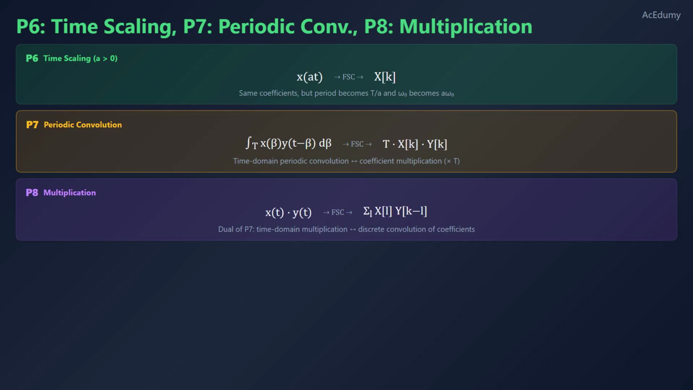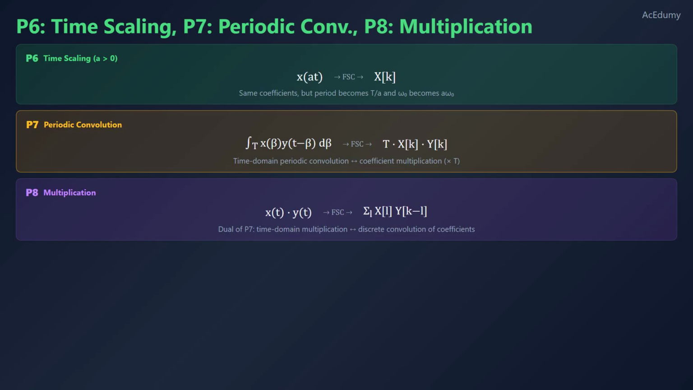Property 6 is time scaling. If we compress the signal by replacing t with a t, where a is greater than 0, the Fourier series coefficients remain the same, x of k. However, the fundamental period changes from T to T over a, and the fundamental frequency changes from omega 0 to a times omega 0. So the coefficients stay the same, but the harmonics are spaced further apart.